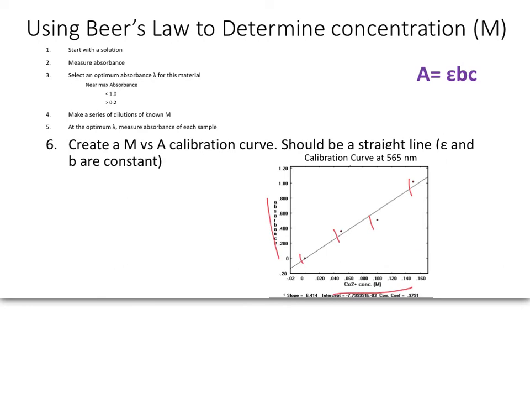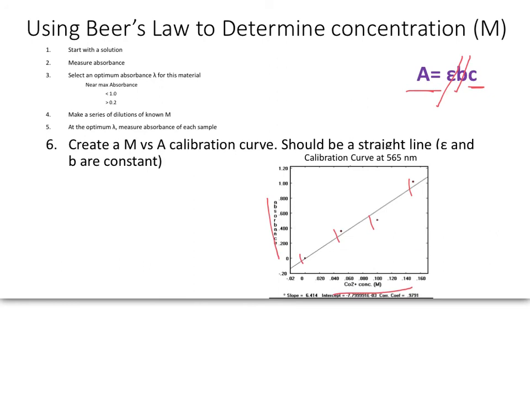According to Beer's law, if path length is 1 and it's always the same for all my samples, and I have the same substance in there, epsilon should be the same, I should have a straight line. And that straight line should go through 0, 0. It should not have a significant y-intercept.